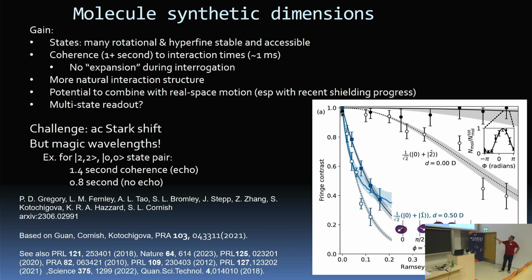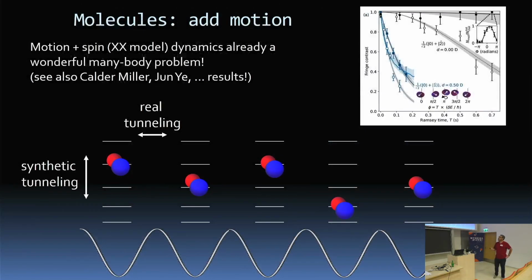Just to make this point again, here's Simon's data showing these wonderful coherence times, observing the dipole-dipole interactions. I think it's very promising for the synthetic dimension application. Even without going to a big synthetic dimension, you could just take two of these internal states, right? So we have a nice spin-1/2 XXZ model like we heard about yesterday from Cal Miller. And that's already a wonderful problem, thinking about how that spin couples to motion. This is an important problem in lots of areas of physics. You want to know, if I put energy in a spin degree of freedom, how does it get converted to some other degree of freedom?